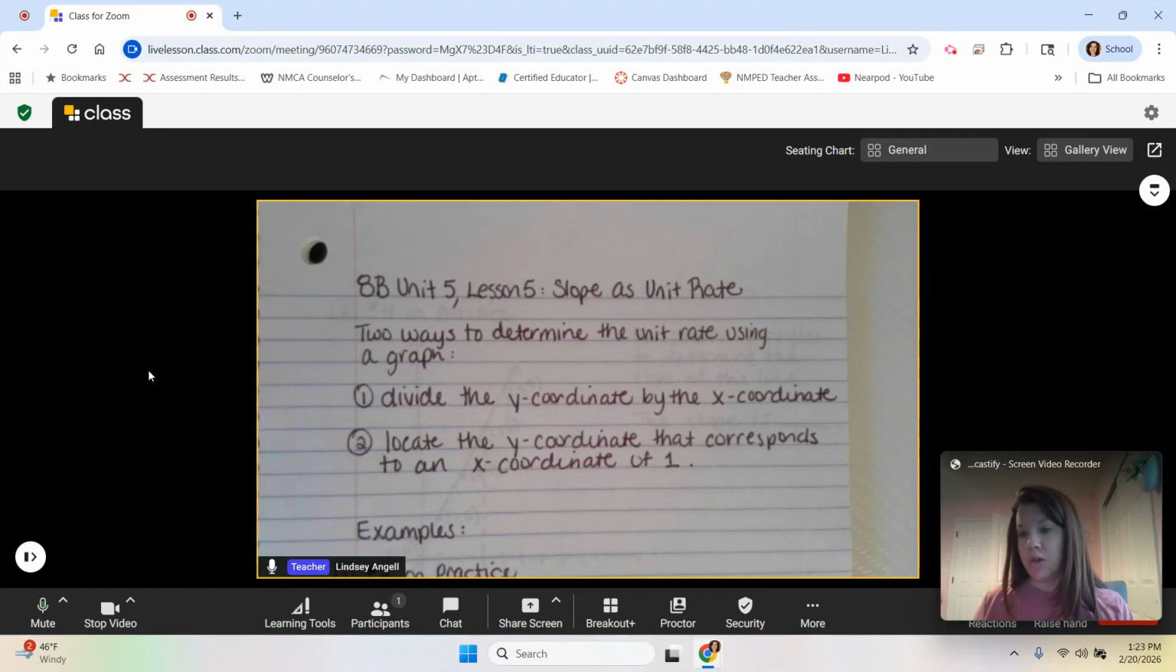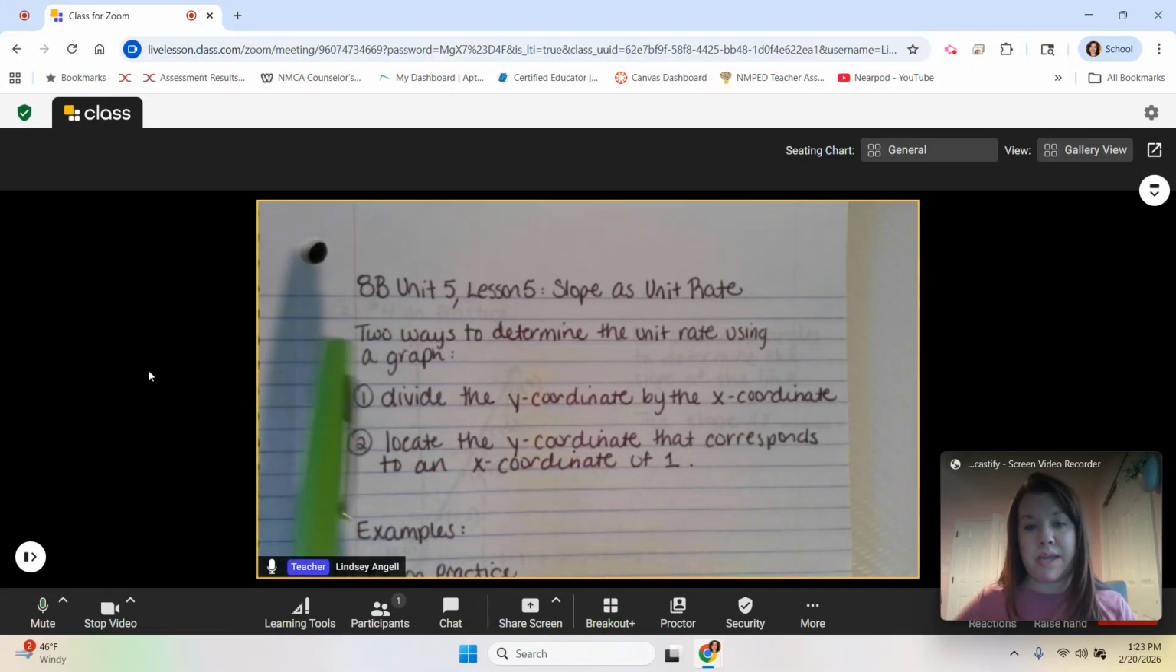And remember, a unit rate is when the second value in a ratio is 1, okay? So examples of unit rates would be miles per hour, right? That's how many miles you can go in 1 hour, okay? That would be one example of a unit rate.